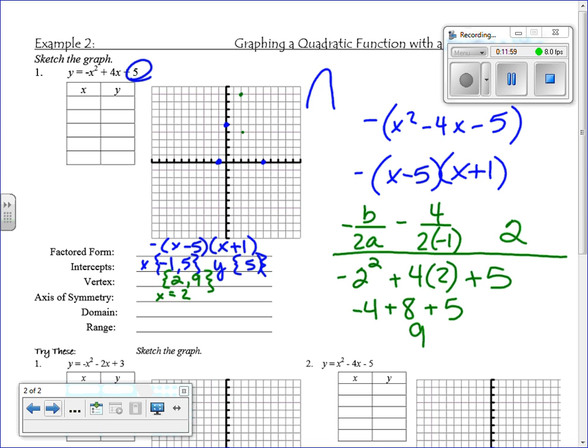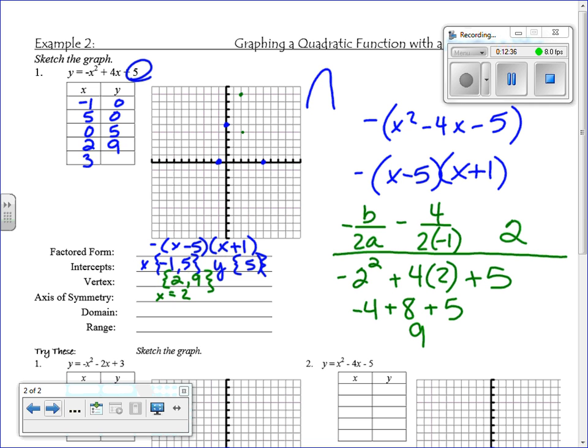Okay, so let's go ahead and see here. I have negative 1, 0. I have 5, 0. Those are my x-intercepts, or my zeros. My y-intercept is 0, 5. Our vertex is 2, 9. And so what I'm going to do is substitute in 1, 2, 1, 2, 3.